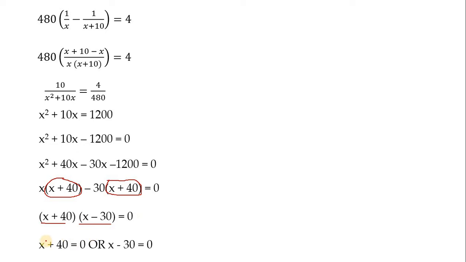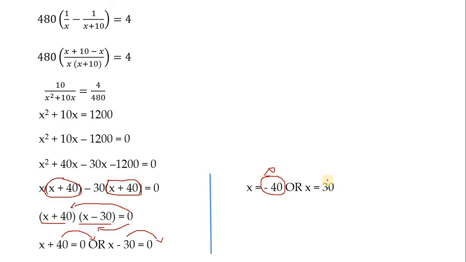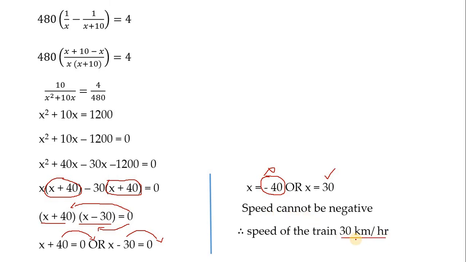Now let us simplify this. So x plus 40 equals to 0 or x minus 30 equals to 0. Means this 0 belongs to this as well as for this. Now this 40 transfer this side, it becomes minus 40, and this minus 30 transfer this side, it becomes plus 30. So now x we have taken as the speed of the train. So speed cannot be negative, hence we have to neglect this. So now we have to take this, that is x equals to 30, and speed is 30 km per hour.